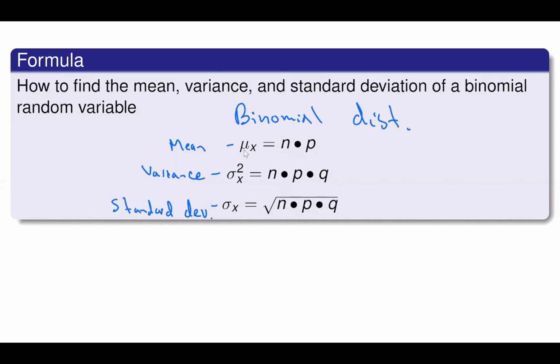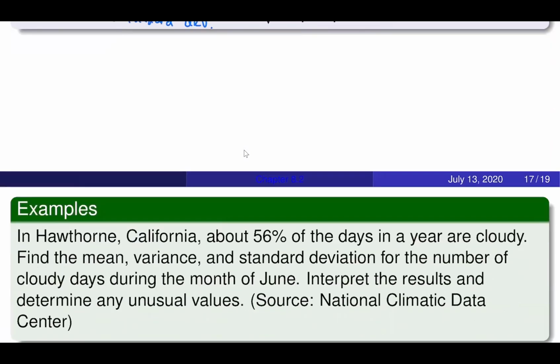So if we have a binomial distribution, to find the mean, get n multiplied by p. To get variance, n multiplied by p multiplied by q. And to get standard deviation, n multiplied by p multiplied by q, and take the square root. In case you forgot how to find q, q is equal to 1 minus p. Any question for the formulas before we start doing some problems? All right, so let's do this one.